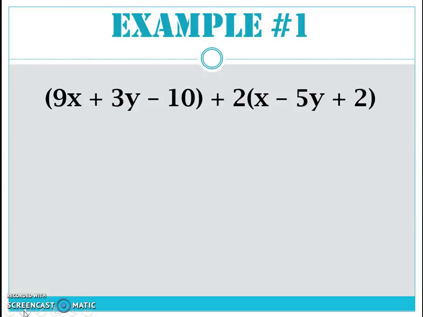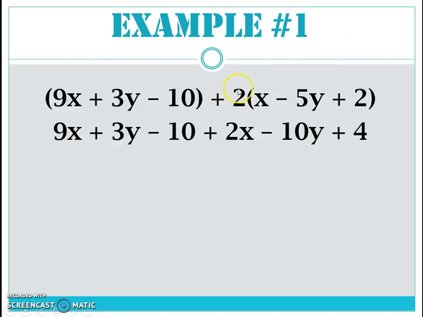Here's our first example. What we're going to do first is distribute the 2. So right here we do 2 times x is 2x, 2 times negative 5y is negative 10y, and 2 times 2 is 4. In the first set of parentheses, all we did is drop the parentheses because there's nothing to multiply by. Now we're going to combine like terms.